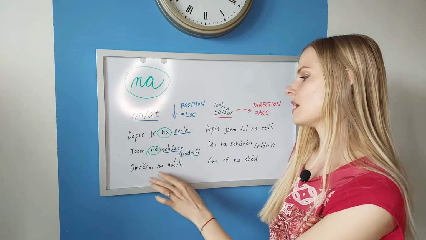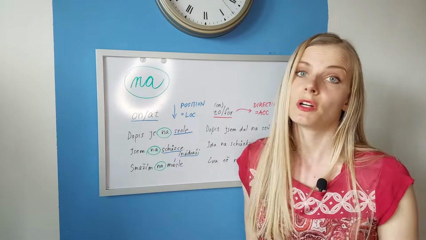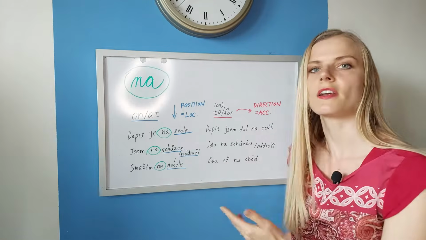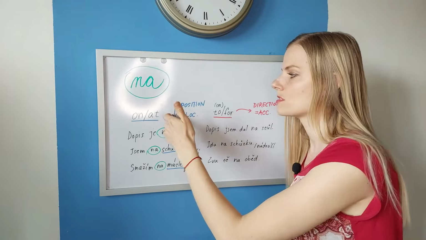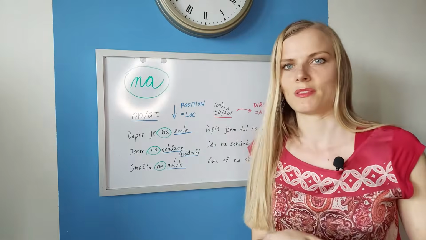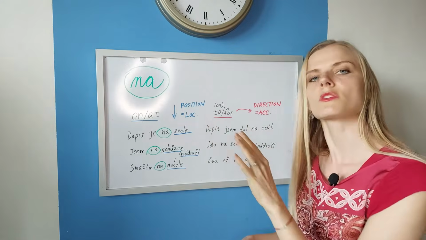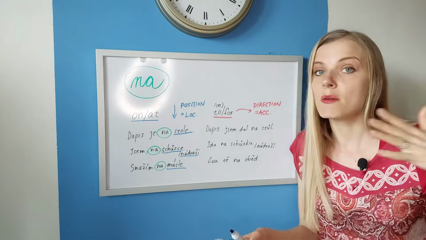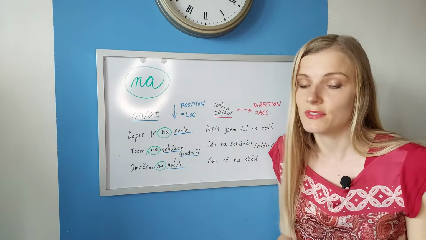Or smažím na másle. I'm frying, or I fry on butter. Máslo, na másle. So these blue words are in locative case. Remember, it's a position. That's why I use this arrow pointing down. It's a position, the placement. Then we could also translate it as to or for, and sometimes on when we are talking about the surface. And if we speak about direction, then it would be used with the accusative case.